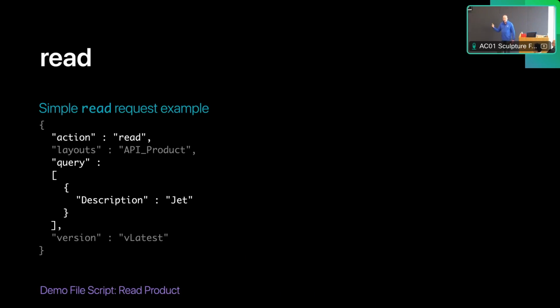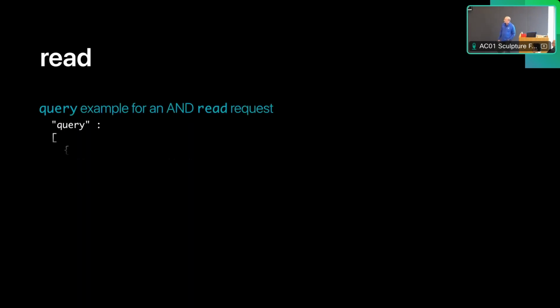So let's look at some read requests. This one here, we're just searching in the product table. We want to find every product that has a description that includes the word jet. So that's what that would look like.